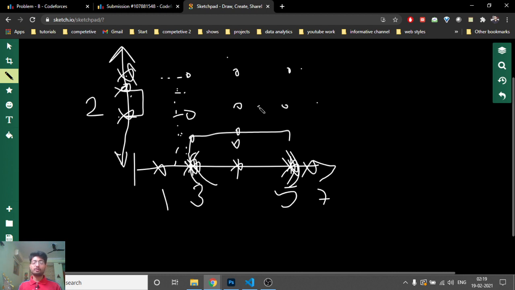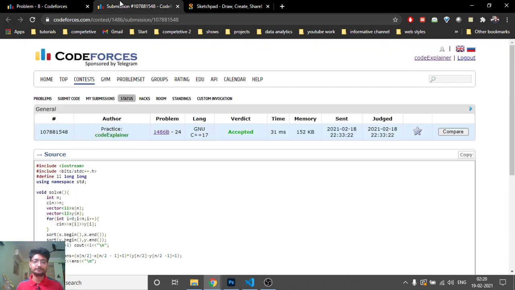But if the number of coordinates is odd, then obviously, as I have told you, there is only one median, so the answer is only one. But for even positions, I have some ranges. So I have to multiply the ranges, and that's the answer.